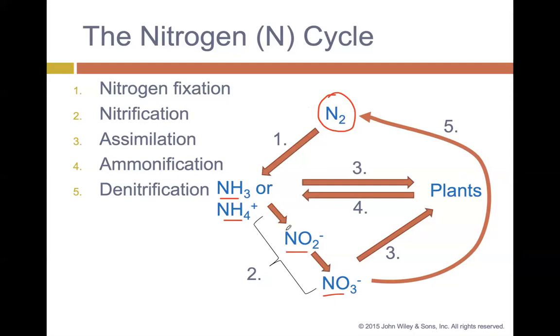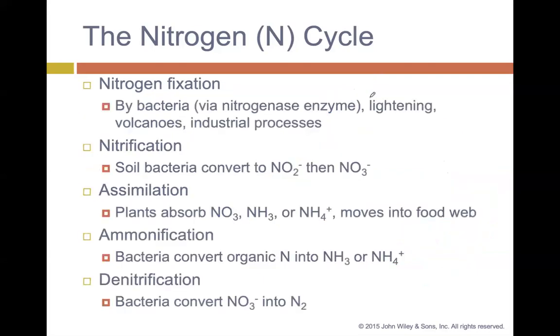Then through nitrification, it will be broken down into NO2 and NO3. It will become assimilated into plants, where plants will use that nitrogen as an elemental base. And then through more assimilation and ammonification, and then denitrification, it will become its original form as nitrogen. So that's a look at the nitrogen cycle and how it cycles through the ecosystems.